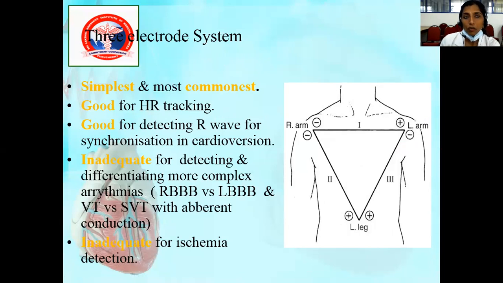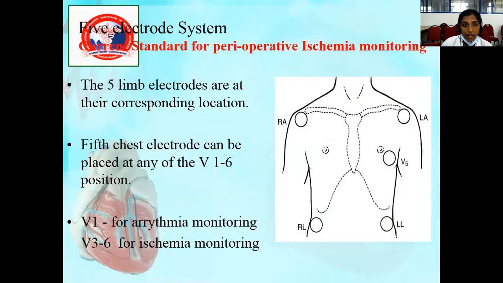It's good for detecting normal R waves and heart rate monitoring. Detecting the R wave means that it can also be used for defibrillators and cardioverters. But if we want to detect complex arrhythmias like bundle branch block and VTs, then it will not be sufficient. For that, we have the 5 electrode system, in which we put 5 leads: right arm, left arm, right leg, left leg, and the V5 lead.